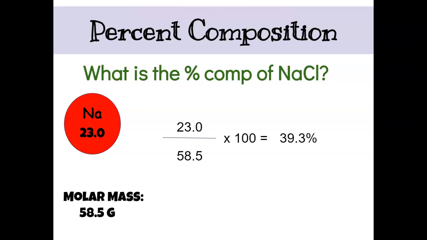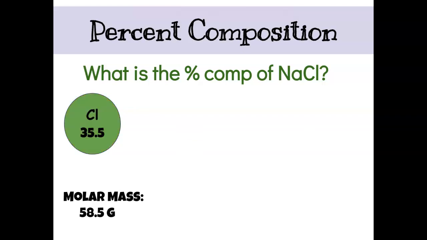So in the compound sodium chloride, 39.3% of that compound is sodium. Okay, now let's do chlorine. So 35.5 is going to be our part of chlorine, so 35.5 grams, divided by 58.5, which is the whole, times 100 will give us 60.7%.